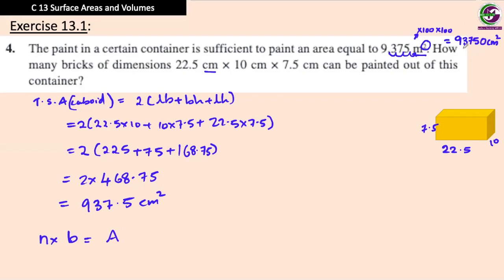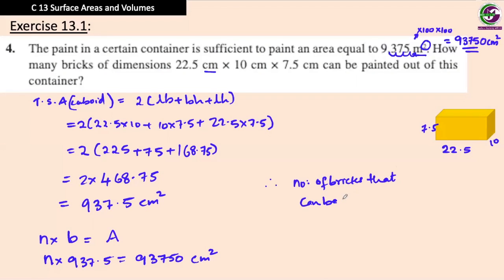Now we have to consider n times the area of each brick is equal to the total area. Total area is given here in centimeter square. So n times 937.5 is equal to the total area, 93750, all of them in centimeter square. So to get n, we can divide both the sides.